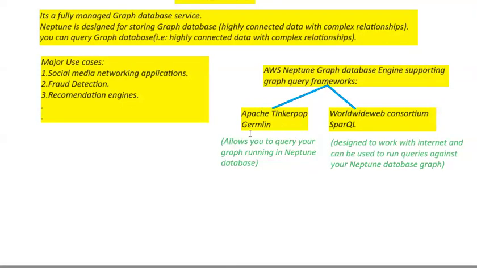So coming to Gremlin, it allows you to query your graph, which is running in the Neptune database. Whereas SPARQL is designed to work with the internet and can be used to run queries against your Neptune database graph. So these two will be used like this to query your Neptune graph database.